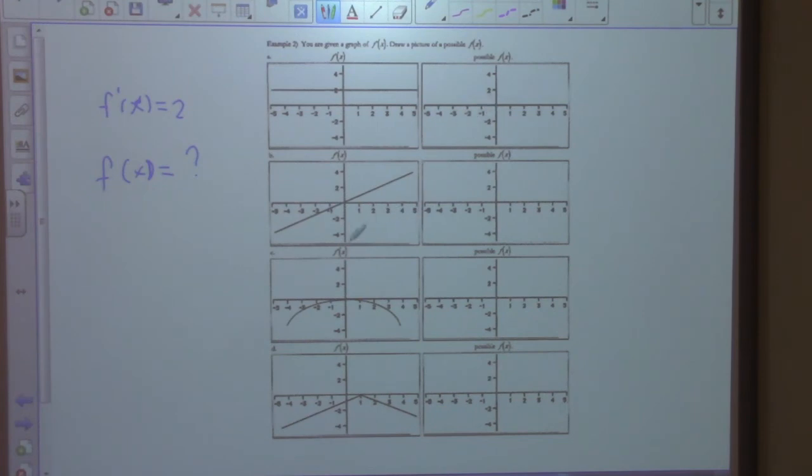Would it be the same? No. Because if we had it be the same here, the derivative of this thing that is the same would be 0. So if we took the derivative of this, that would be this. What is the meaning of f prime of x being equal to 2? What does that mean?